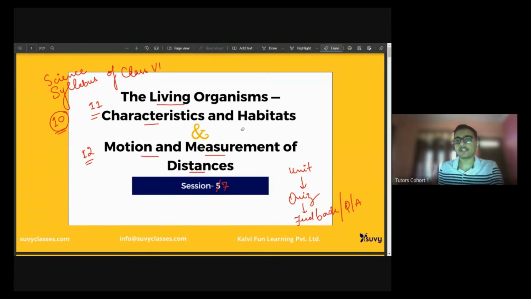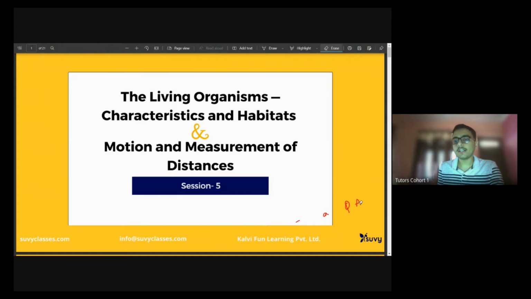Now we'll start with the first unit for the day, that is living organisms, characteristics, and habitats. So, what is a habitat? Do you have any idea? A habitat is a place where an organism lives. For example, I live in my home, so my habitat is my own home, like you live here in your home.